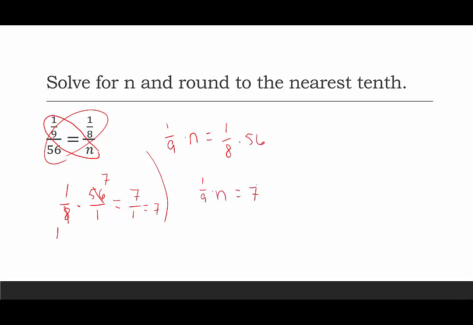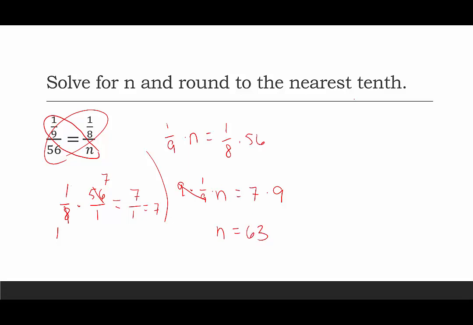Okay, we need to get n by itself, and it's being multiplied to a fraction. The best thing that we can do is clear out the fraction by multiplying by its reciprocal. The reciprocal of 1/9 is 9 over 1, which is also equivalent to 9. So I can multiply both sides by 9. That's going to cancel, giving us 1 times n, which is just n. On the other side, we have 7 times 9, which is 63.